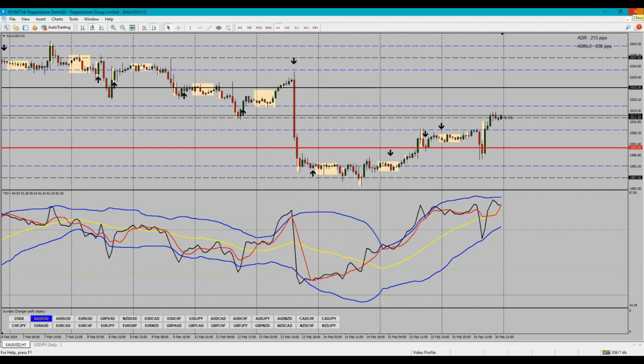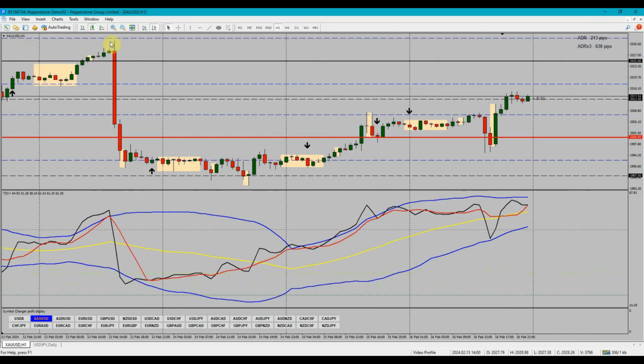So what you like to see, you want to see things like shark fins. Shark fins does not necessarily mean that price is getting ready to move in that direction. It more mainly means that we have some type of trend acceleration. So what is a shark fin? A shark fin is when price starts to come outside of the channel like this.